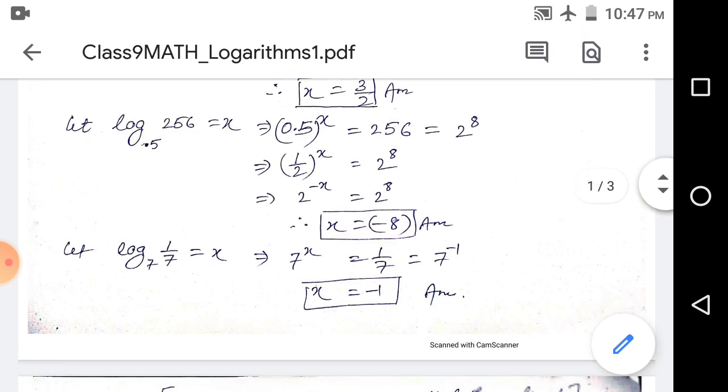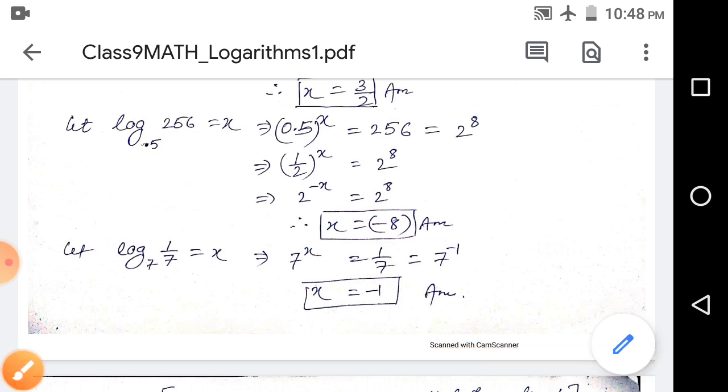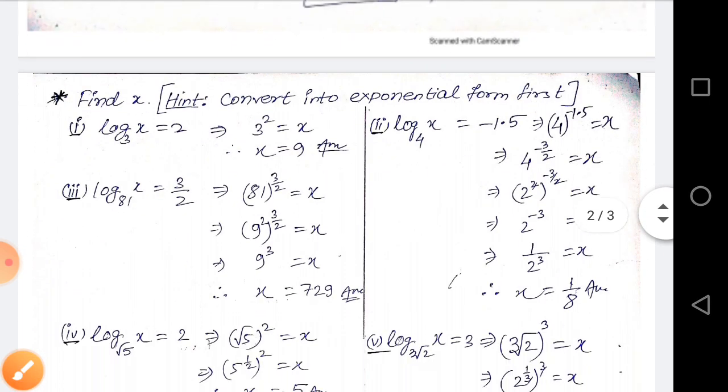Now the next example we have: let log base 7 of 1 by 7 equal x. So 7 to the power x becomes 1 by 7. So this is 7 to the power minus 1. So 7 to the power x equals 7 to the power minus 1. So x equals minus 1. This is the answer.